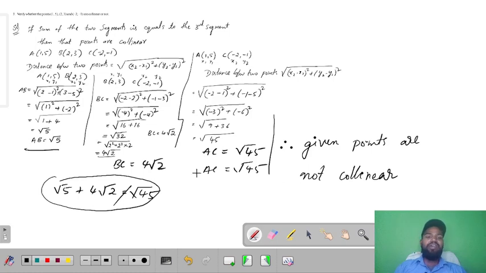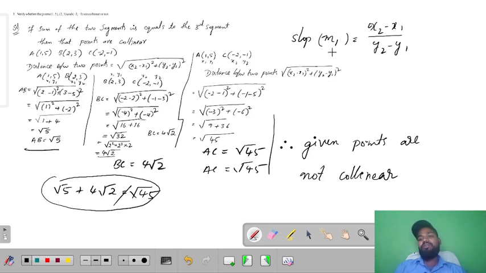In one more way you can check it. How? By comparing the slopes. Consider slope M1. What is the slope formula? Slope formula is x2 minus x1 by y2 minus y1. So you can compare the slopes and check it. It is a second method. If in this manner also both are not equal, we can say that the points are not collinear. So this is your third solution.